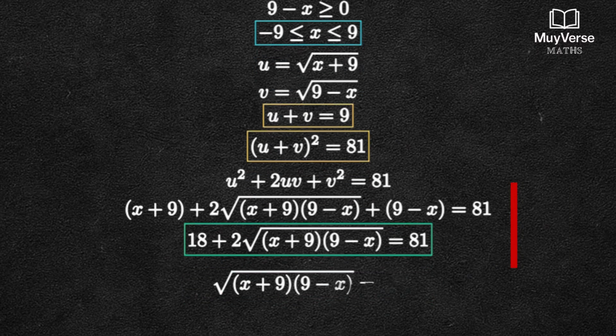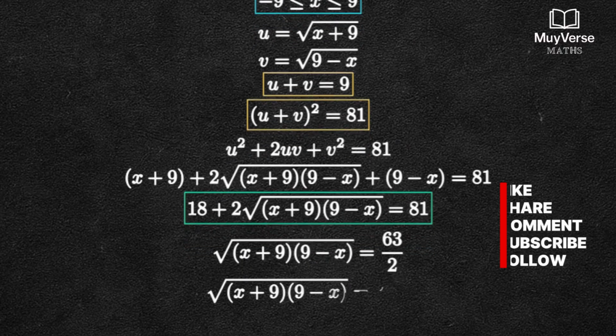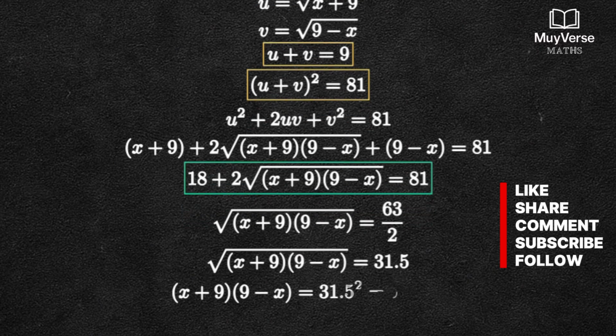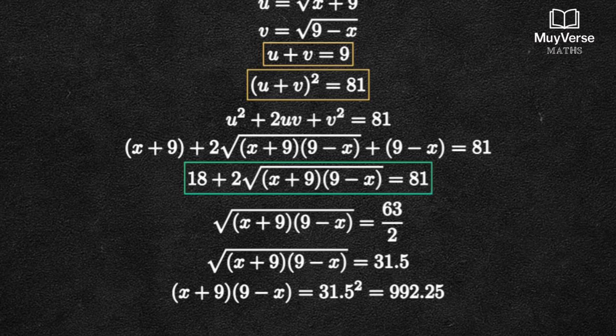Move 18 to the right to isolate the root, and we obtain the square root of the product equals 63 over 2, which is 31.5. Step 4. Square again. Squaring both sides gives (x plus 9) times (9 minus x) equals 31.5 squared, which is 992.25.